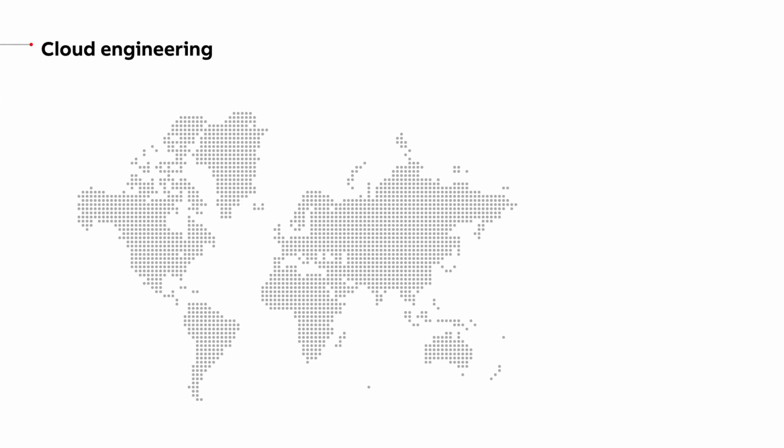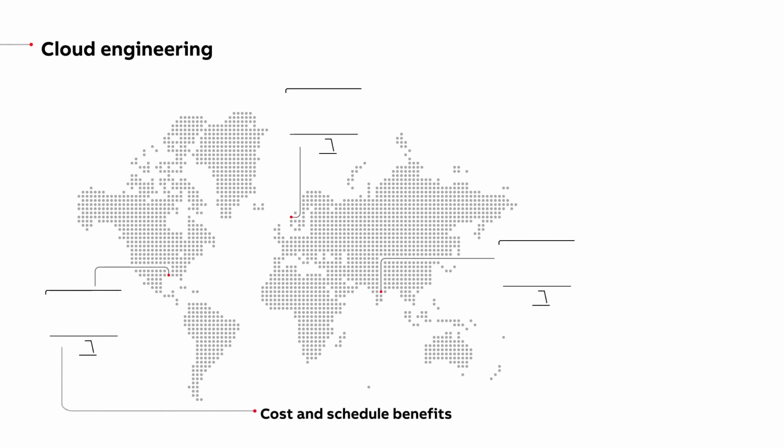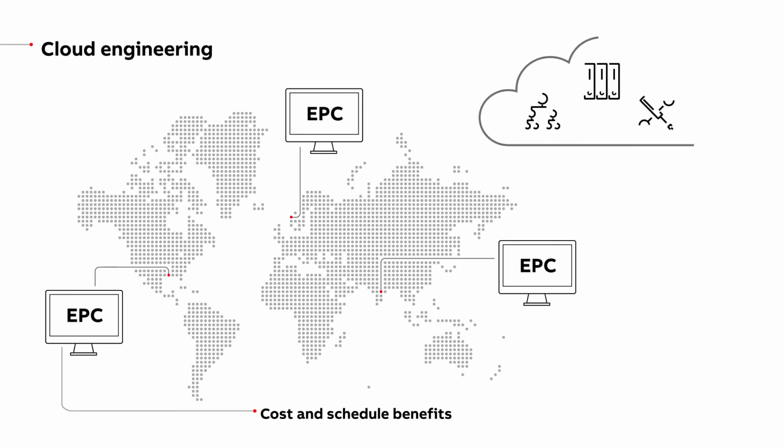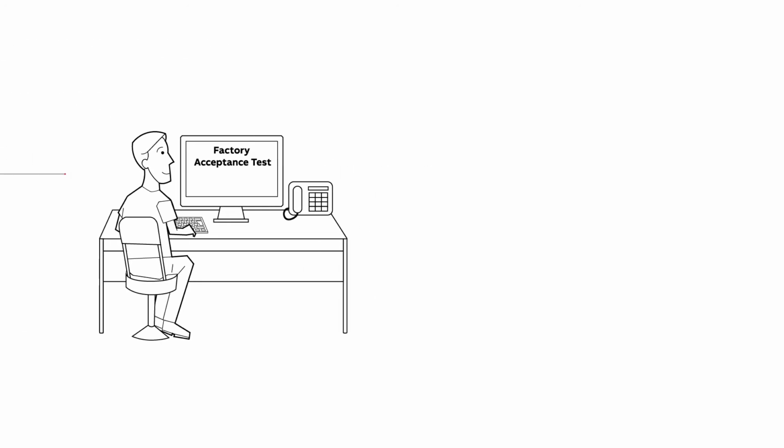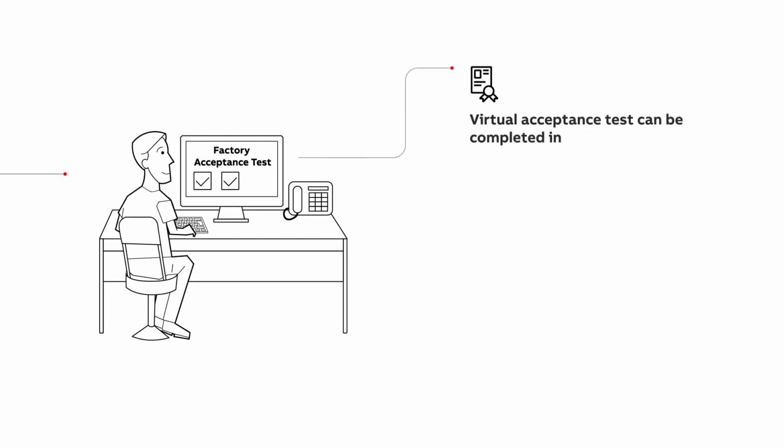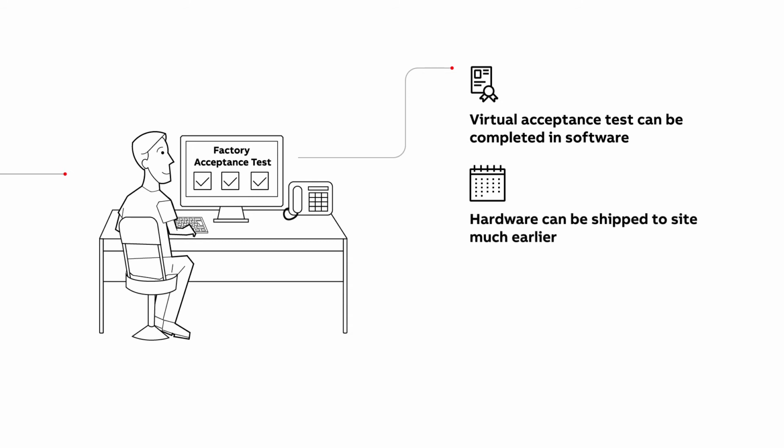Right from the start, the intelligent projects approach yields cost and schedule benefits. Cloud engineering streamlines initial project execution by making standard designs, engineering workflows, and support tools accessible to all project execution groups. Engineers can now perform a virtual factory acceptance test of the finished control system software without ever leaving their desks. This allows control system hardware to be shipped to site much earlier.